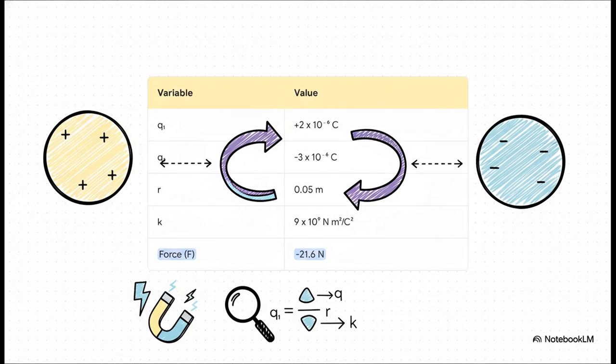Let's plug in some actual numbers to see how this works. Imagine we have a positive charge and a negative charge. They're pretty small, and we place them 5 centimeters apart. When we run all those numbers through the formula, we get a force of -21.6 newtons. Now, that negative sign is super important. In physics, when the force is negative, it means it's an attractive force. It's the math literally telling us what we already knew intuitively. These opposite charges are pulling on each other.